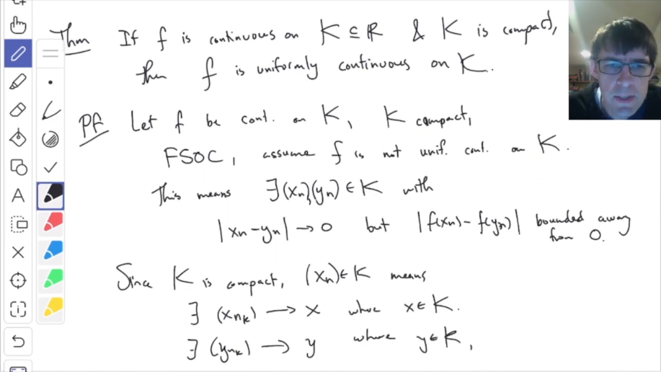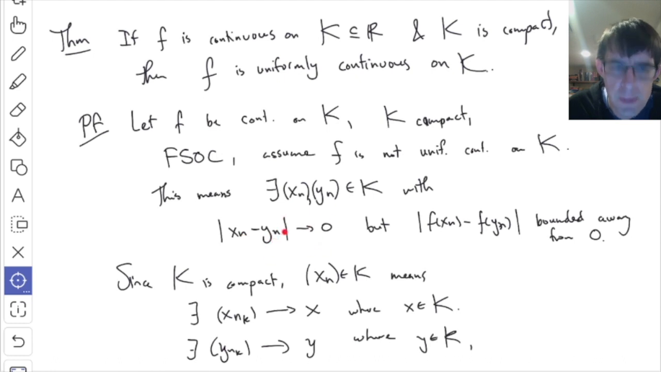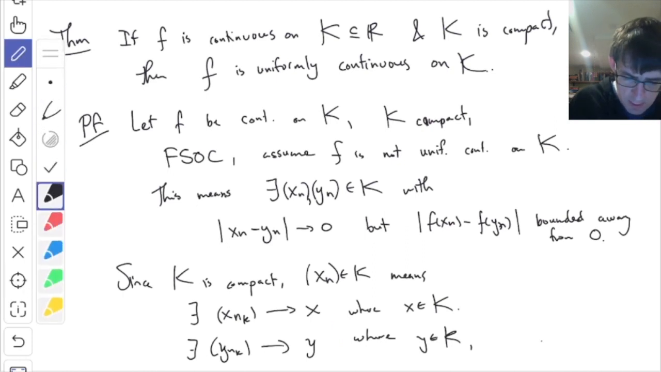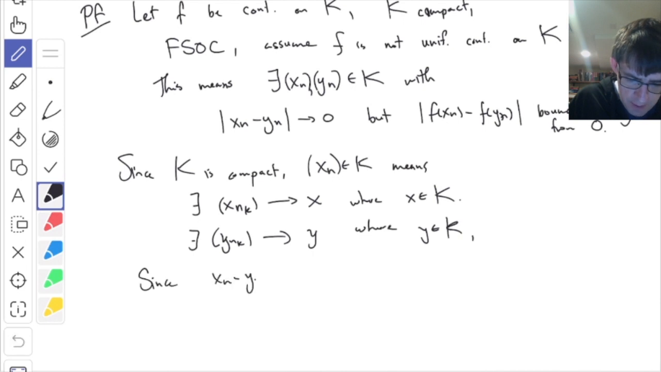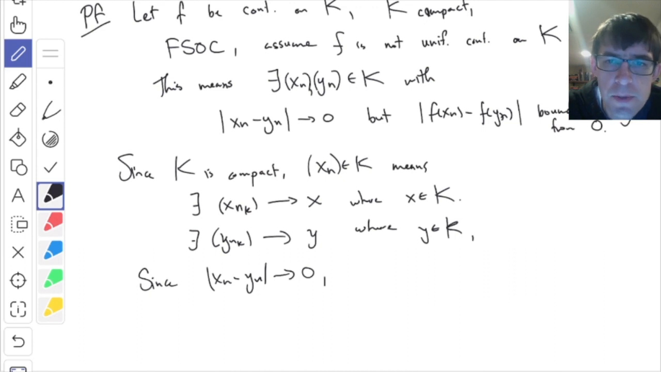Actually, you can say something about x and y. Since xn and yn must go towards each other, xn minus yn converges to 0. That means whatever xn converges to, yn must converge to the same thing. So these two values, x and y, I wrote them as different, but in fact they are the same. This means x equals y. The subsequences converge to the same thing. The original sequences might not converge, but they have subsequences which converge, and those have to converge to the same thing because the x's and the y's are getting close together.